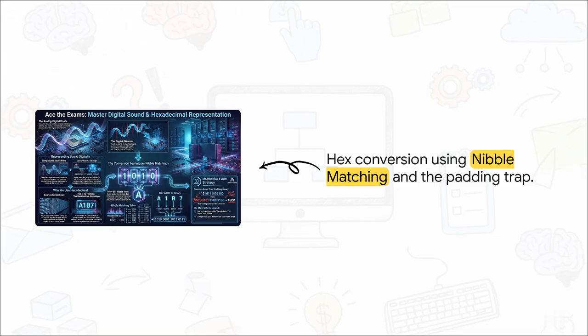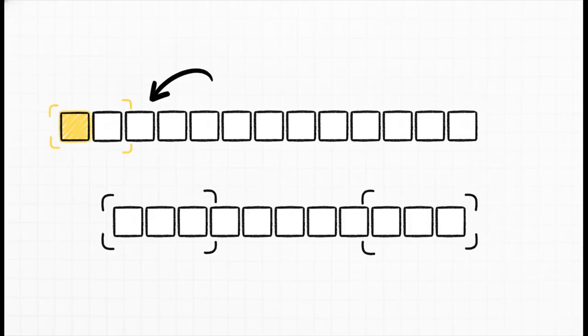Now, computers love processing binary, but for us humans, reading long strings of 1s and 0s is tedious and super error-prone. That's why we use hexadecimal. It makes conversion incredibly fast. You just match the 4 bits directly to the hex character. But there's a massive trap hiding here. It's called the padding trap.